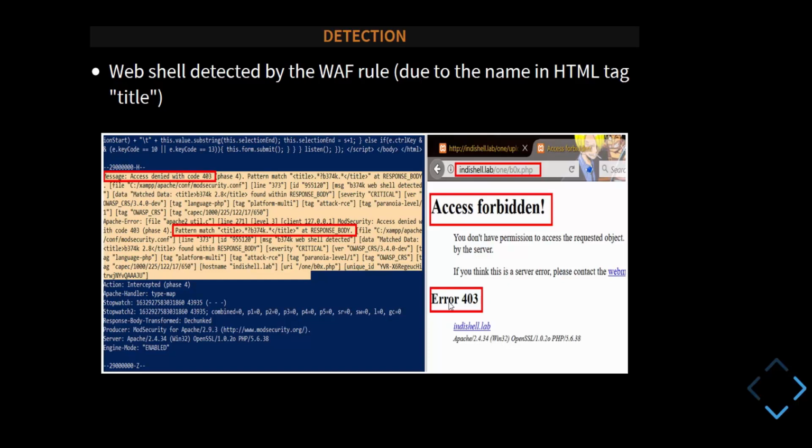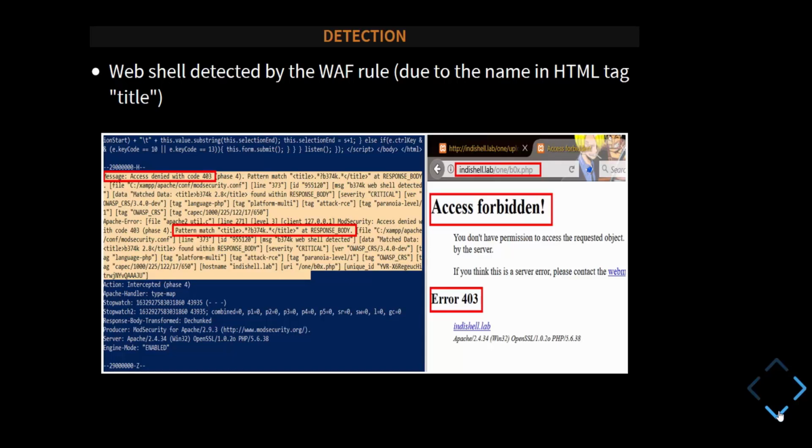Here is the example in which we are going to access the B374K shell. According to the ModSecurity rule, if a web page has the keyword B374K in its title, it will be blocked. Here you can see that it's been blocked, and the message was: B374K web shell detected.